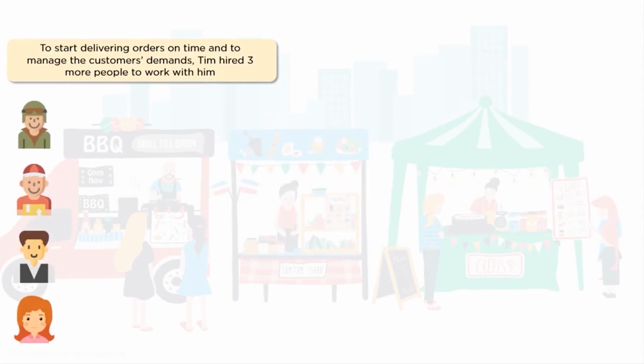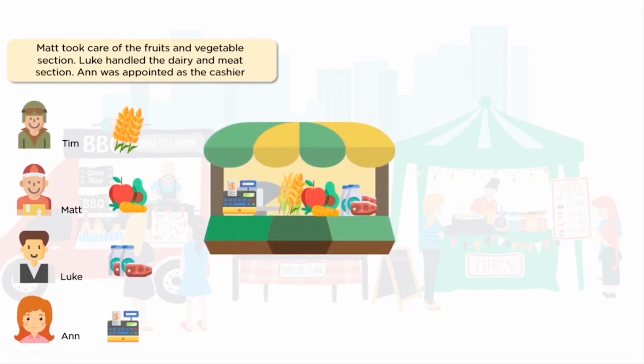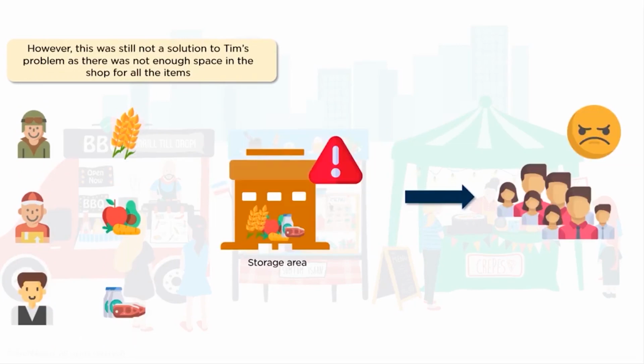So what does he do? To start delivering orders on time and to manage the customers' demand, Tim hired 3 more people to work with him. So it was Tim, Matt, Luke, and Anne. Now there was still a problem. The problem was with storage area. So the solution Tim was looking for was that he should have enough space in the shop for all the items so that he can cater to different customers for their different needs.